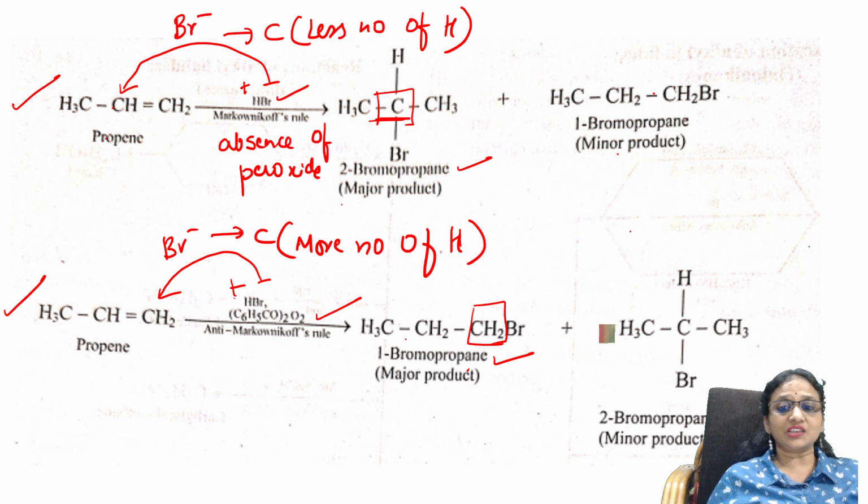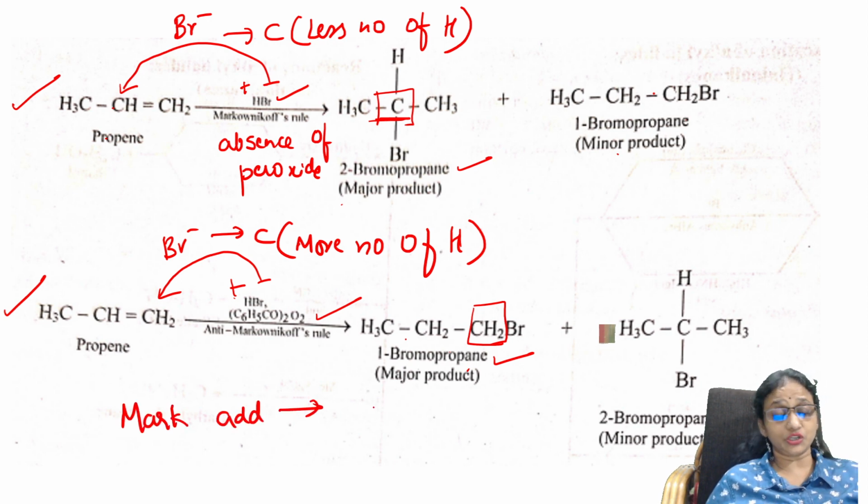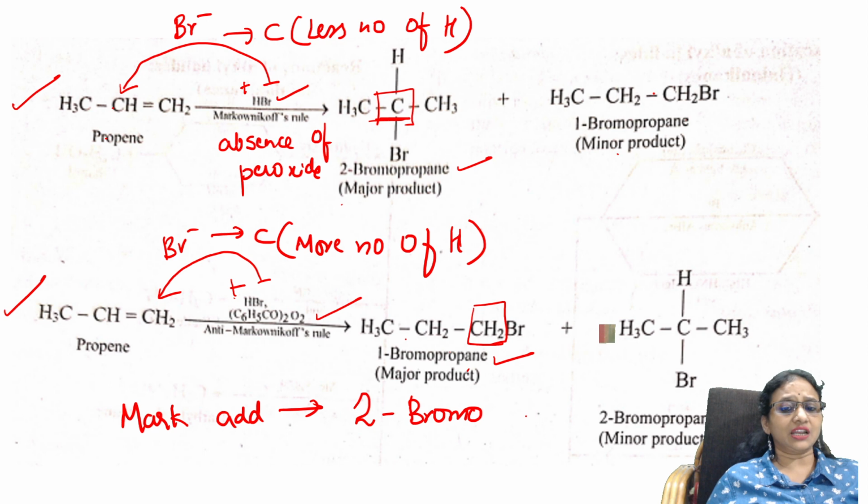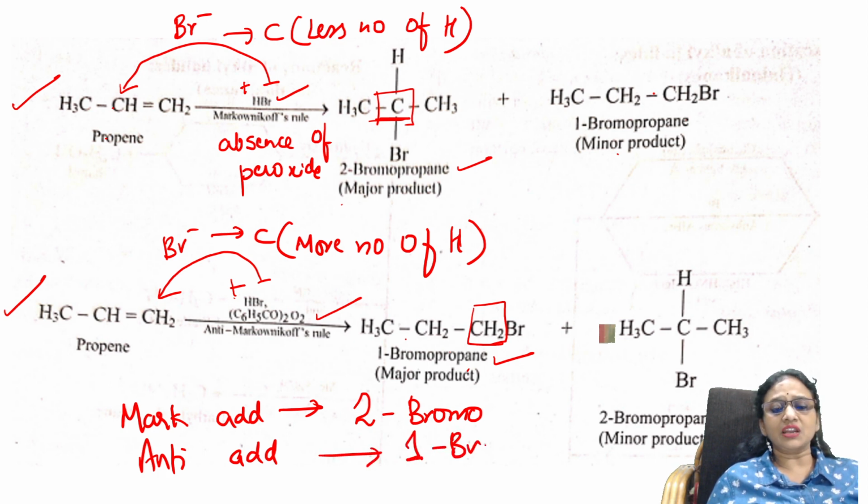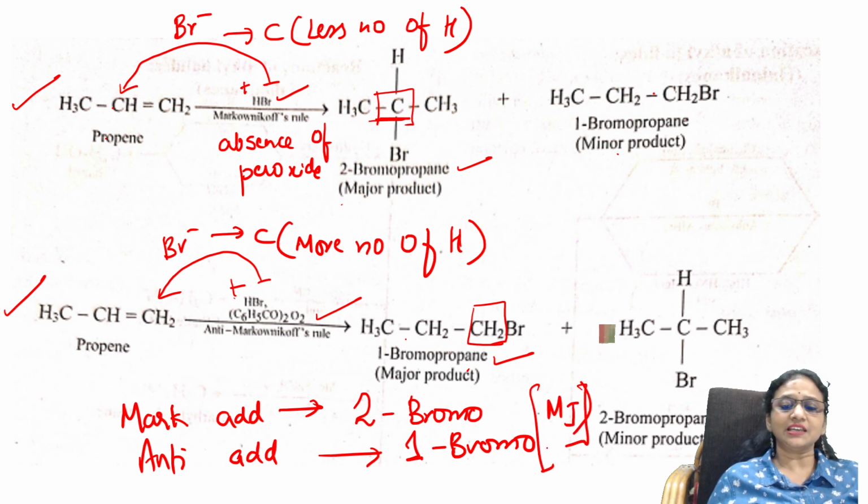So in case of Markovnikov addition, what product are you going to get, students? You are going to get the major product as 2-bromo or 2-halo, whichever alkyl group. In case of anti-Markovnikov addition, you will be getting the 1-bromo or 1-halo product. These two are the major products. That's all. Easy. Let's start with the questions now.